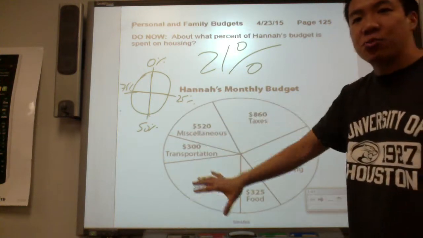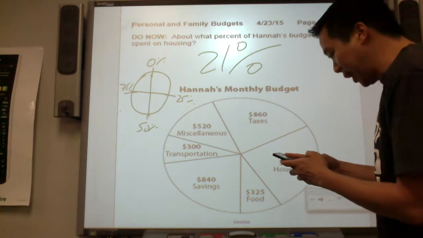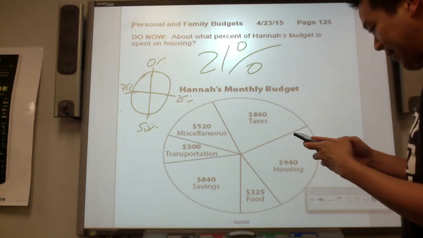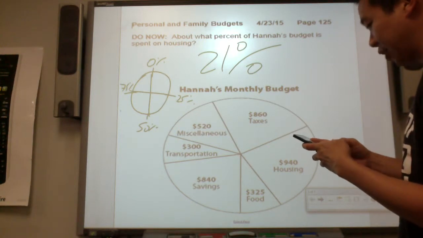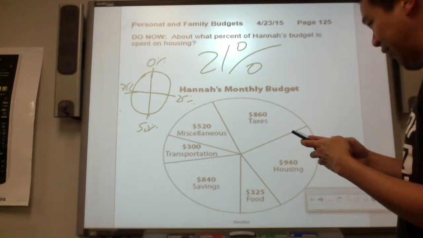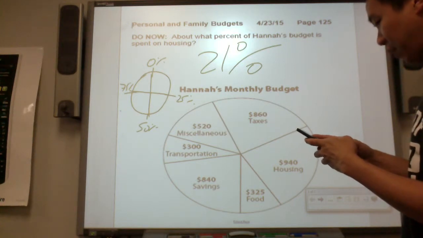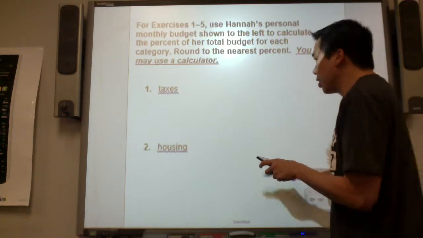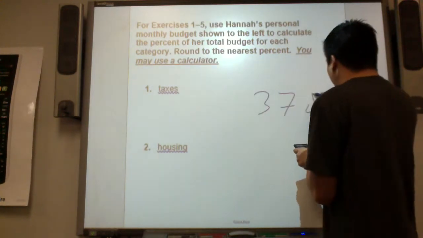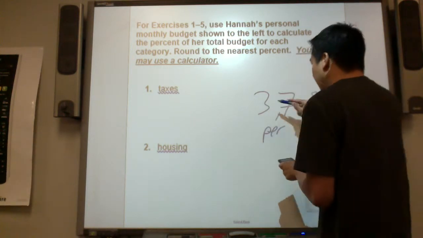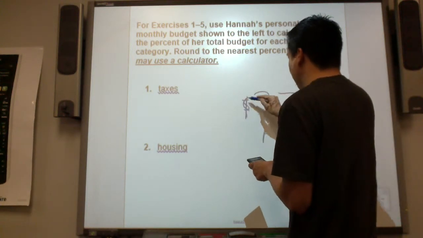So this is how much you spend per month. Using my calculator, I'm going to add up the total of this. $860 for taxes, $940 for housing, $325 for food, $840 for saving, $300 for transportation, $520 for miscellaneous. So she spends $3,785 per month. That's her budget per month.